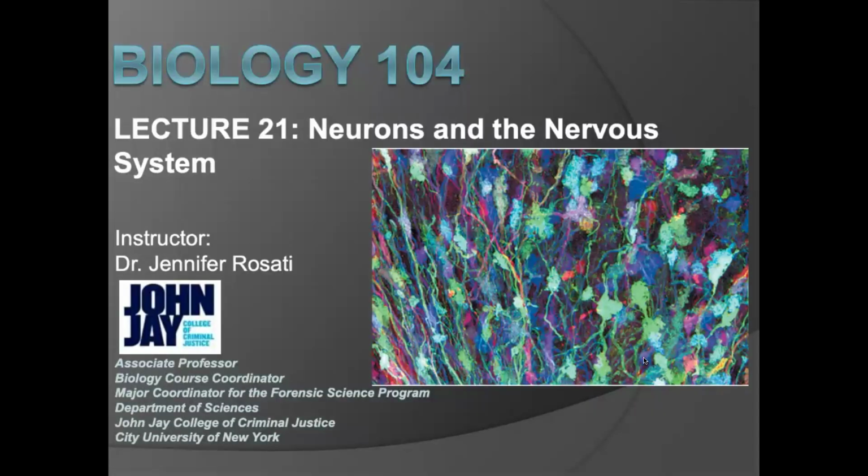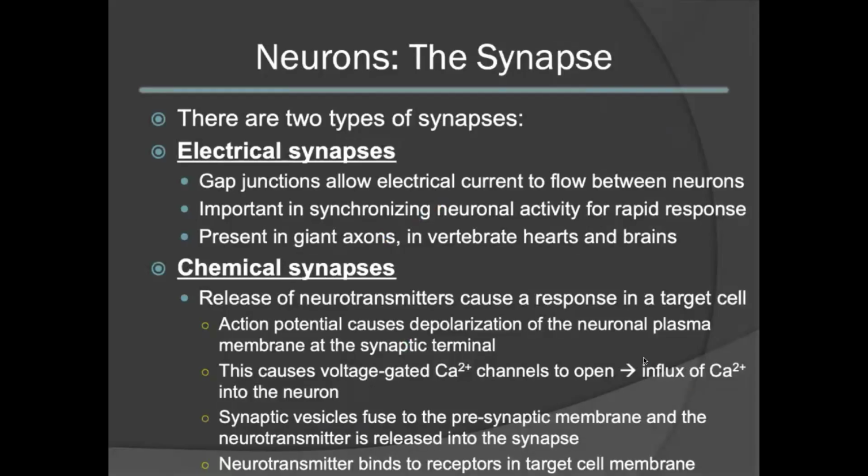Welcome to Lecture 21, where we will go over neurons and their role in the nervous system. Once the action potential passes down the axon, it will reach the synapse. There are two main types of synapses that can be found, electrical and chemical. At an electrical synapse, gap junctions will be present to allow for the electrical current to flow.